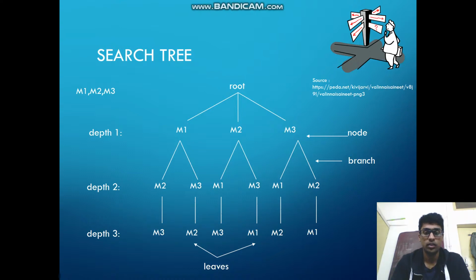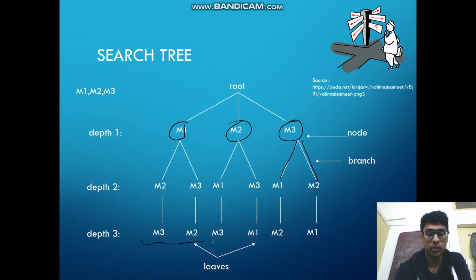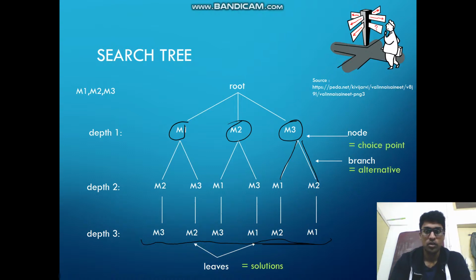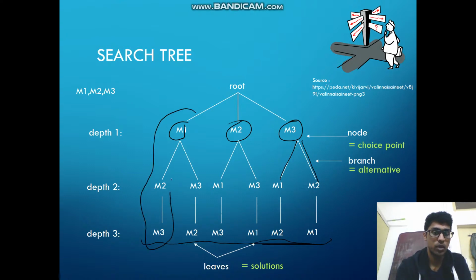I assume that the viewers know what is a tree, but for those who don't, I'll quickly explain that these are called nodes, the cities. These are called branches as labeled, and the bottom nodes are called the leaves. So every node can be called a choice point over here, like which city we choose at what time, and then a branch is the alternative we can take from that city, and once we reach the leaf we get a solution. So like one solution would be this M1, M2, M3.